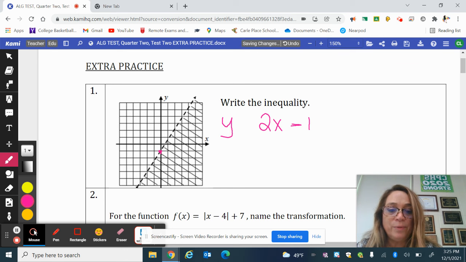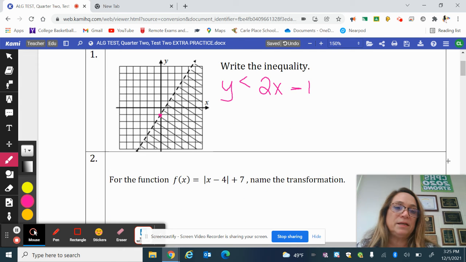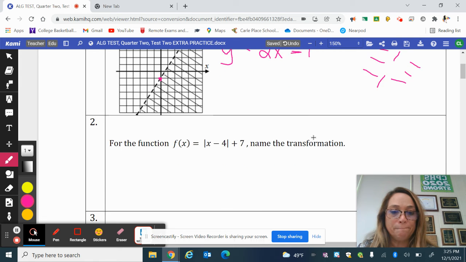And it's shaded below, so that would indicate less than. And since the line is dotted, you don't want to put the equal bar here. So, I mean, you can basically pay attention to dotted line, and that would tell you no equal bar. And then shading up would be greater, shading down would be less. So you can pay attention to that. Also, the slope and the y-intercept.